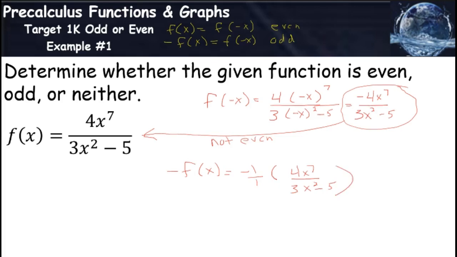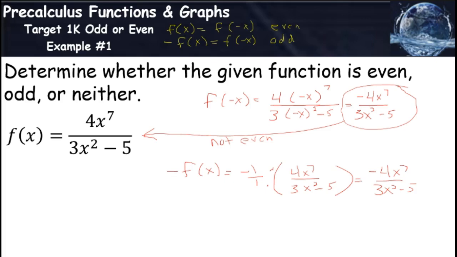And that should have been a big parenthesis. So let me erase it and put in a bigger parenthesis here. Now I want to multiply by negative 1, so only the top is negative 1, the bottom is 1, that gives me negative 1. So when I multiply this on top, I have negative 1 times 4x to the 7th, which is negative 4x to the 7th. And I have on the bottom 1 times 3x squared minus 5, which is just 3x squared minus 5. So this right here is negative f of x.